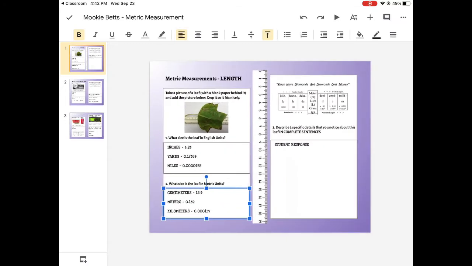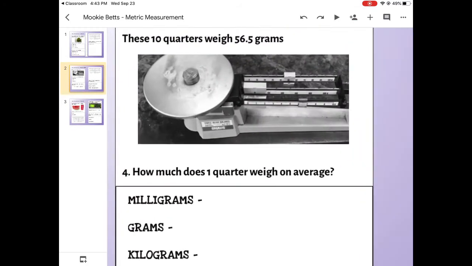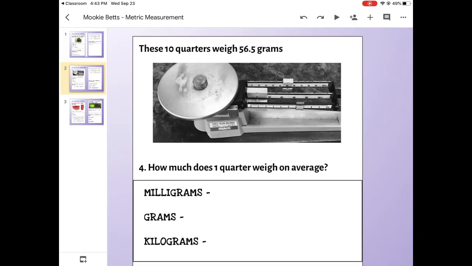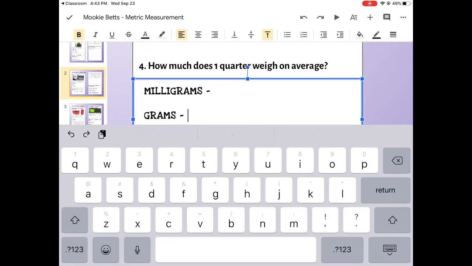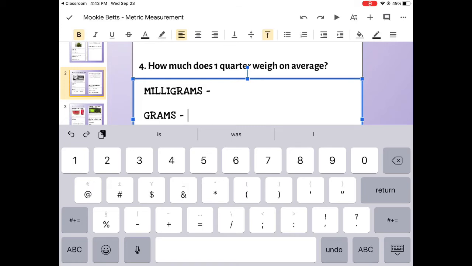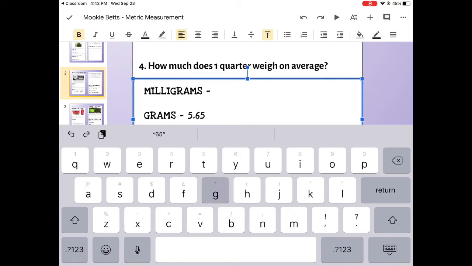That's day one. Day two, excuse me, second slide. This morning, I took 10 quarters and weighed them. And 10 quarters weighs 56.5 grams. And I'm just going to help you out. If 10 quarters weighs 56.5 grams, then 1 quarter on average weighs 5.65 grams. And we can abbreviate grams with a G if we want.